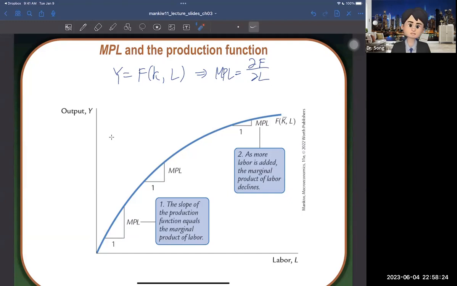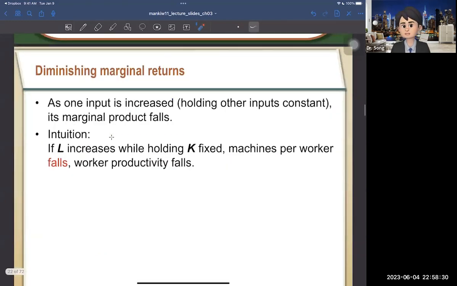And this is exactly the same for the capital. So as one input is increased, its marginal product falls. So if L increases while holding K fixed, machines per worker falls. So that's why the worker productivity falls. You can do the opposite. If you have a fixed number of workers, but you increase the number of machines, it gives the diminishing marginal product of capital. So you have 1 barista, but then you have 2 espresso machines, 3 espresso machines, 10 espresso machines, then of course the productivity falls.